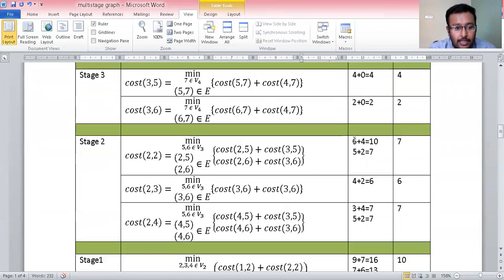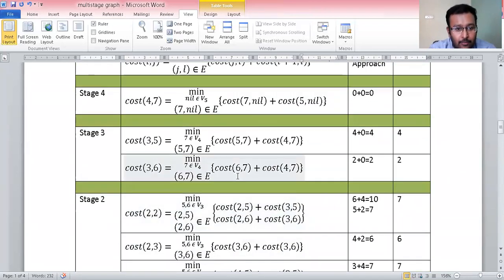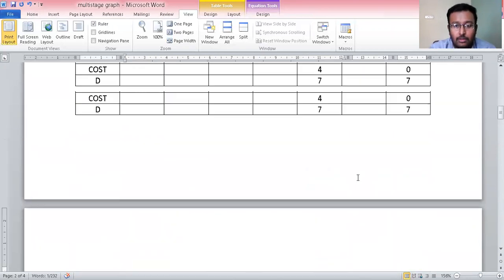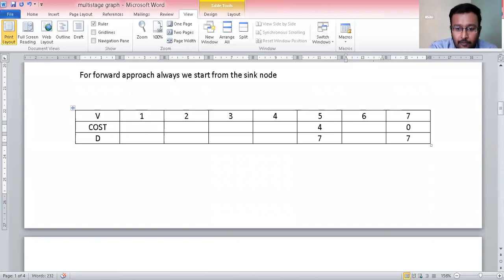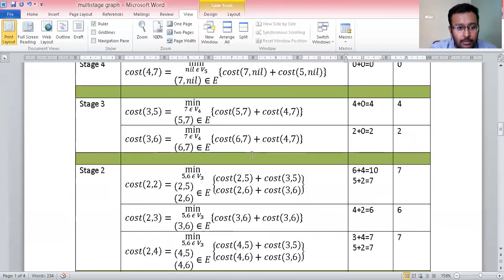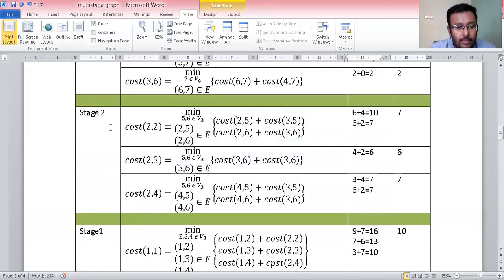Similar way, the cost of the vertex 6 at stage 3 comes out to be 2. I'll fill that. Then from 6, which vertex will I move to next? That is 7. So similar way, I'll go on to fill the other columns. Now I am in stage 2.